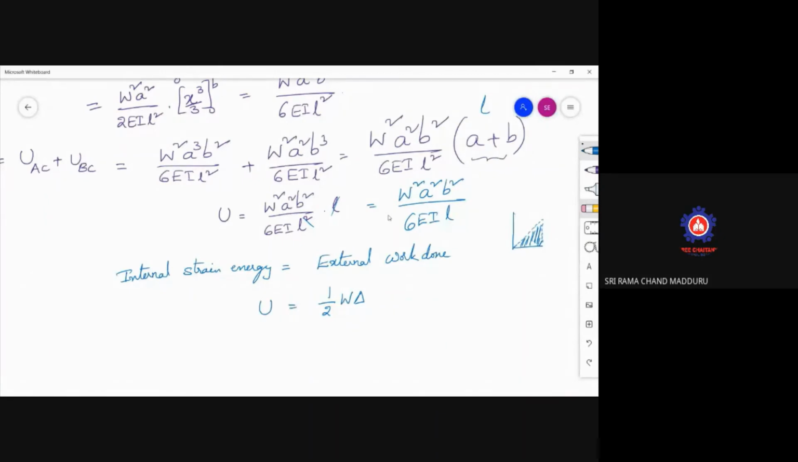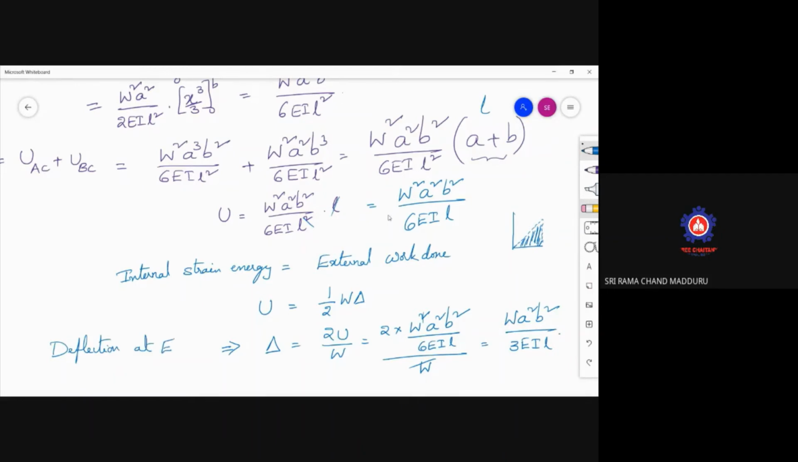This implies delta is equal to 2U by W. So 2 into U, the strain energy, which is W square A square B square by 6EIL, divided by W, which is nothing but W A square B square by 3EIL. Delta is equal to W A square B square by 3EIL. This is the deflection at C. So using strain energy due to bending, we calculated the deflection.